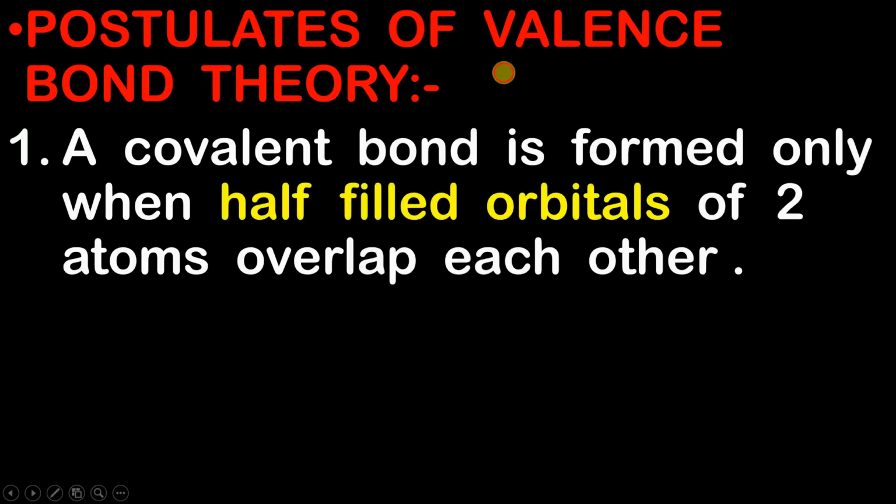Now let me tell you all that this valence bond theory is completely based on the formation of covalent bonds. It does not involve ionic bonds in its theory. It is only dependent on covalent bonds. Okay. Now the first postulate is: a covalent bond is formed only when half-filled orbitals of two atoms overlap each other. Now what is the meaning of this?